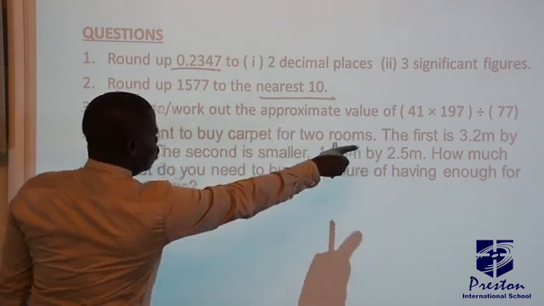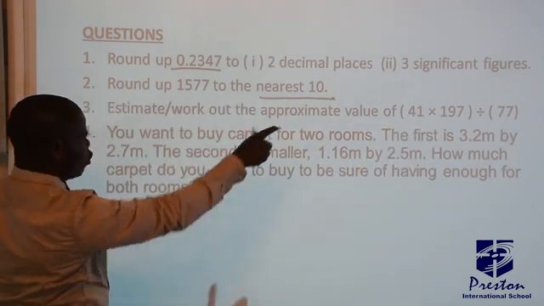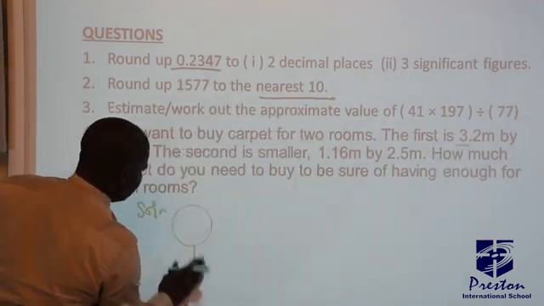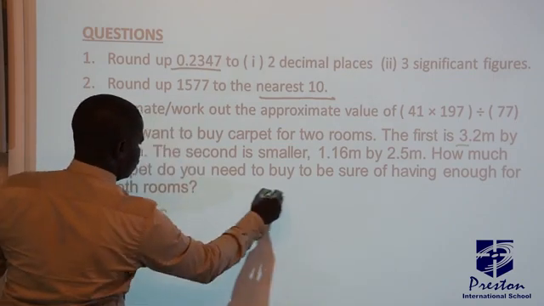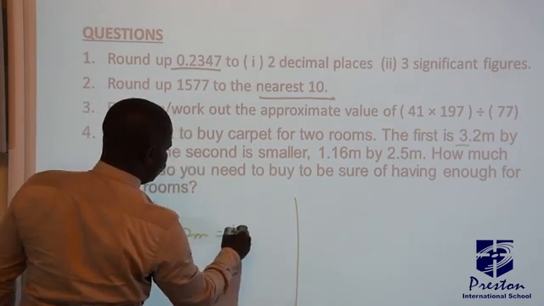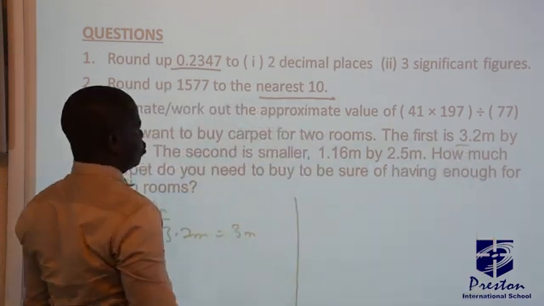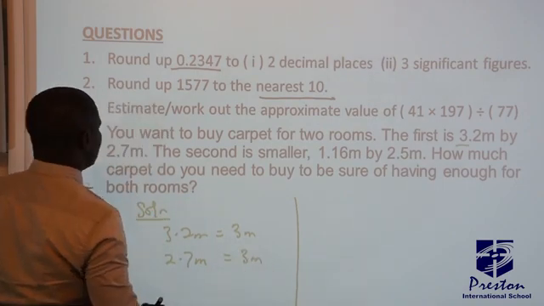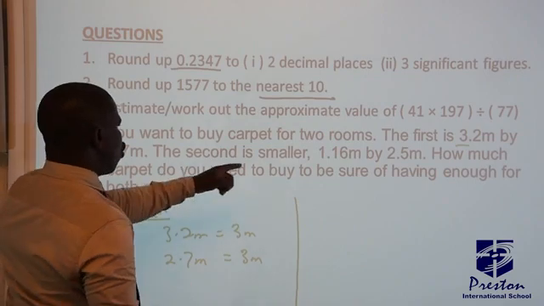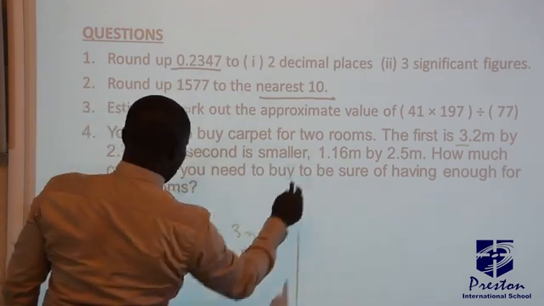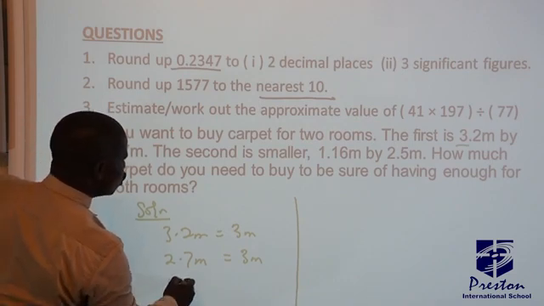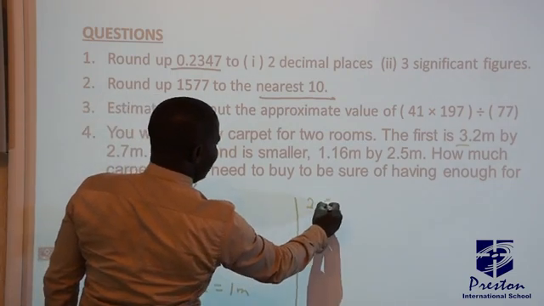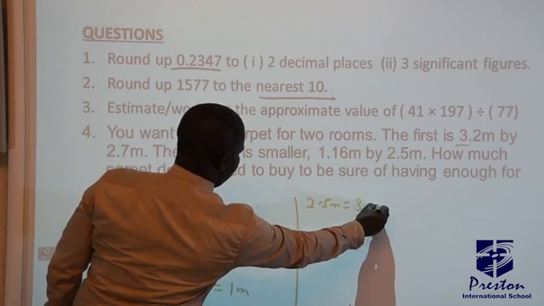So now you round up the following to the nearest whole number. For this one, it turns to 3. So 3.2 meters will be equal to 3 meters because you cannot approximate 2. Then 2.7 meters, that one changes to 3 meters as well. And then for the second one, 1.16 meters equals 1, that's equal to 1 meter. And then the other one is 2.5 meters, of course, that changes to 3 meters.